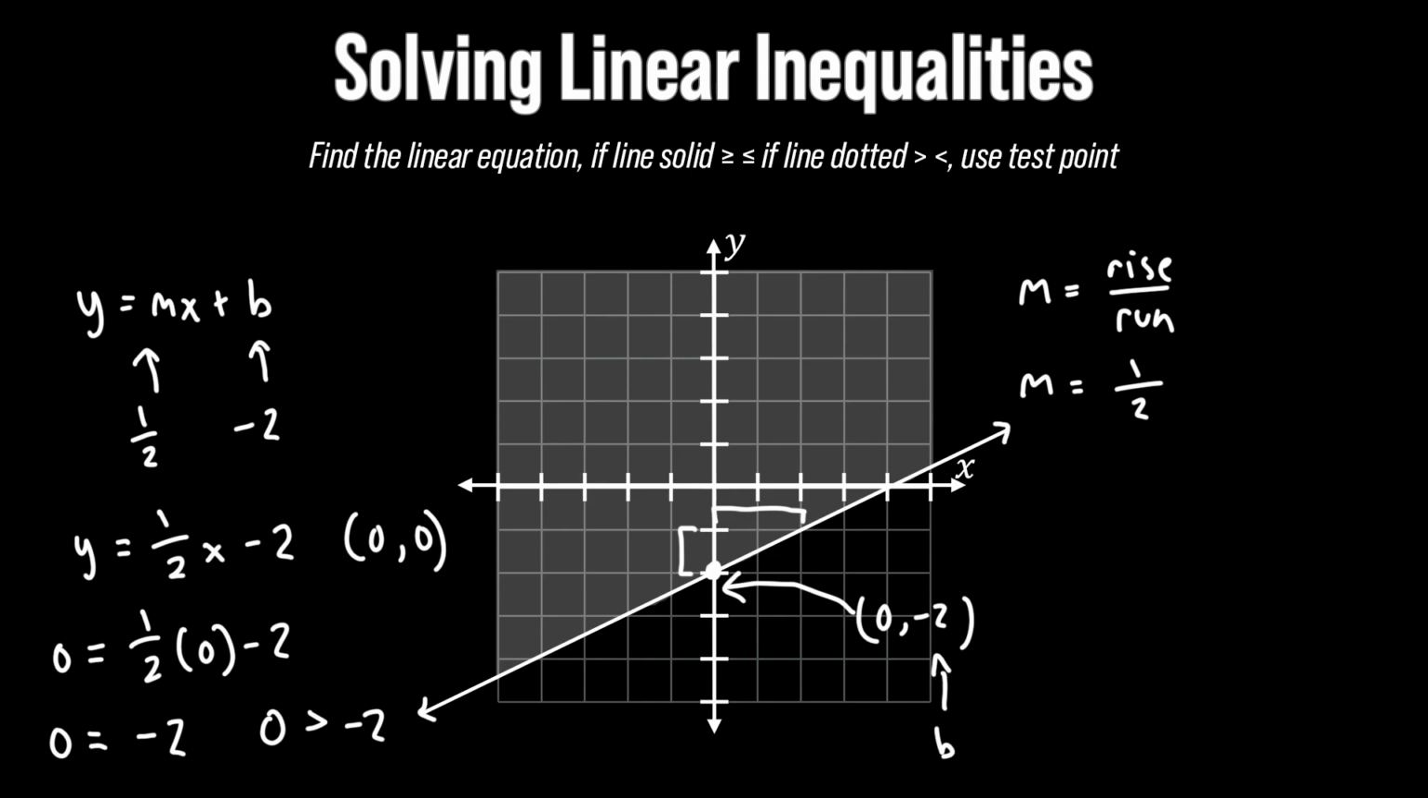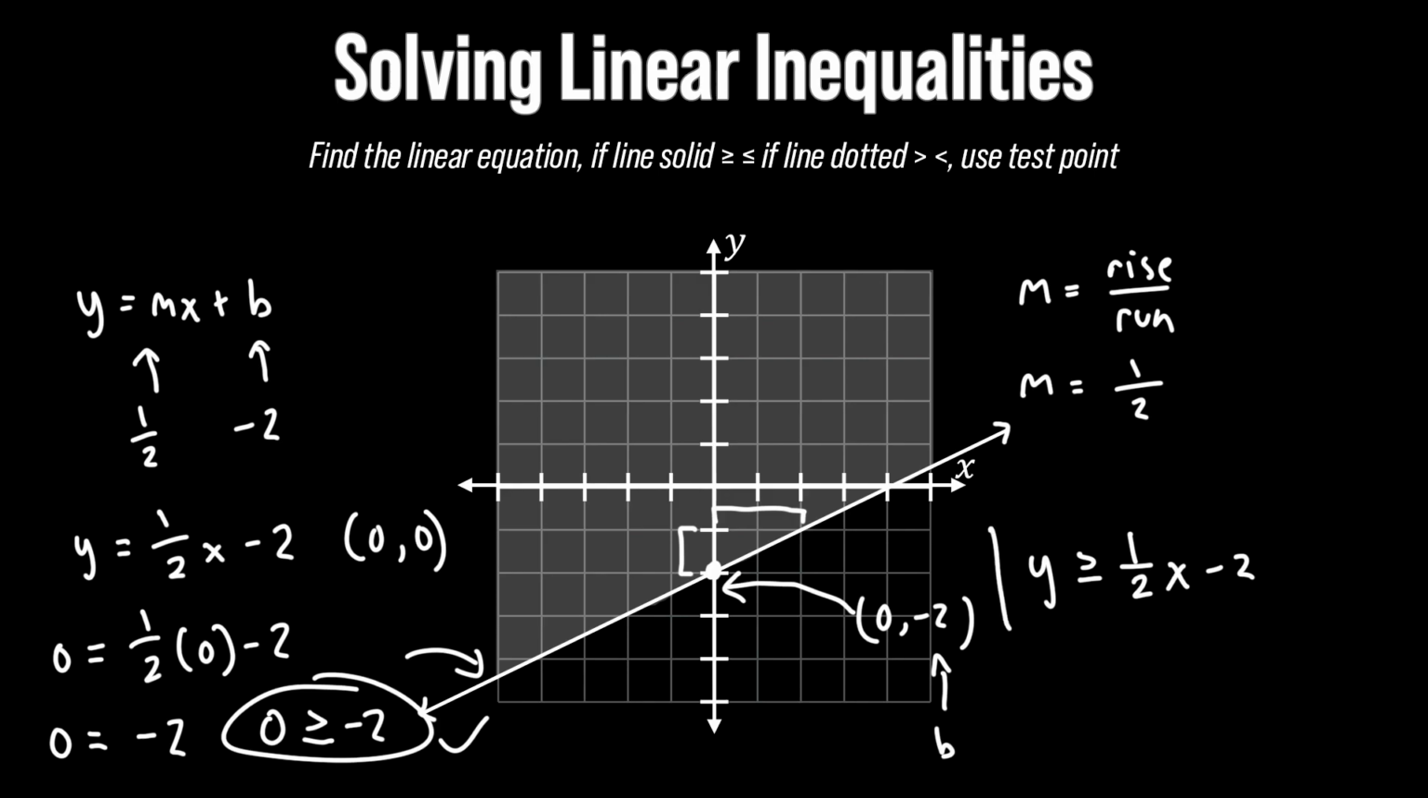Now remember, the line is solid, not dotted, so it's going to be greater than or equals to, and so this checks out. So what this means is, on this right hand side here, the final linear inequality is going to be y is greater than or equals to 1/2 x minus 2. So that's going to be the final linear inequality.